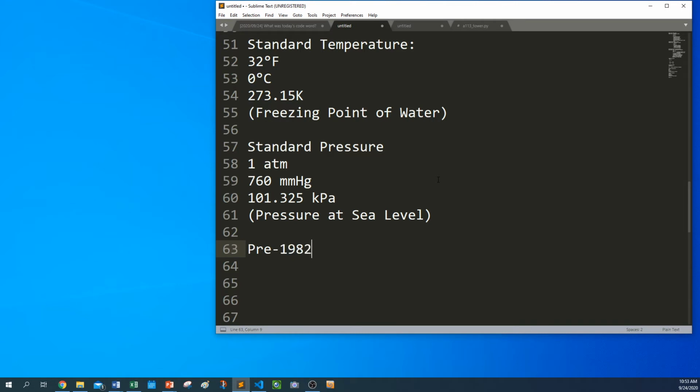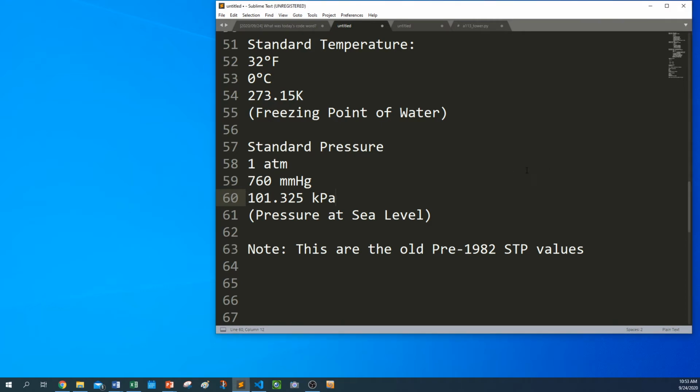But these are the pre-1982 standard STP. So note, these are the old pre-1982 STP values. You don't need to know this. Oh, I was for continuing.